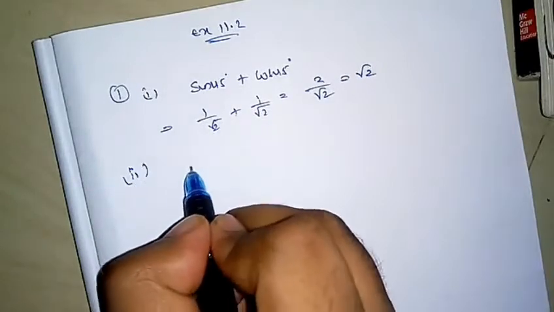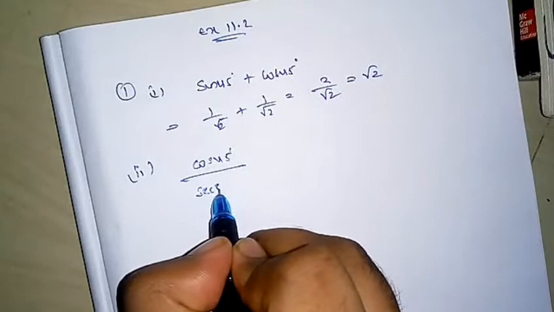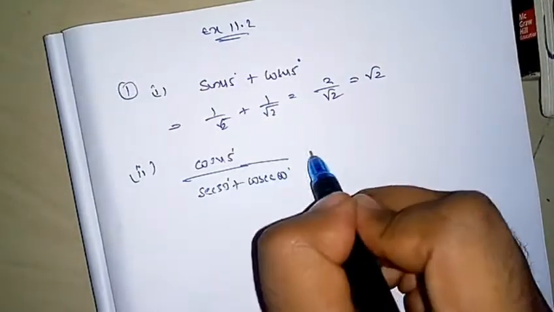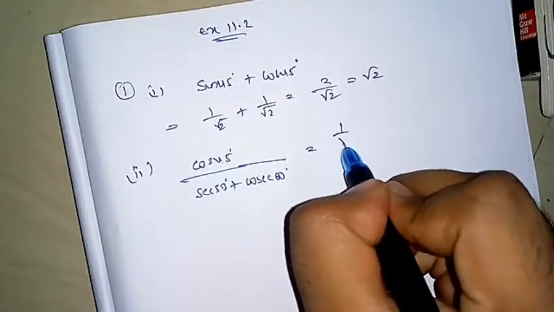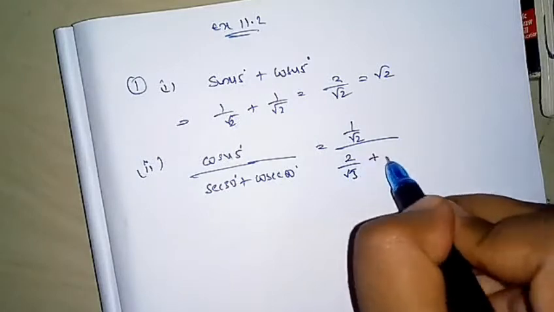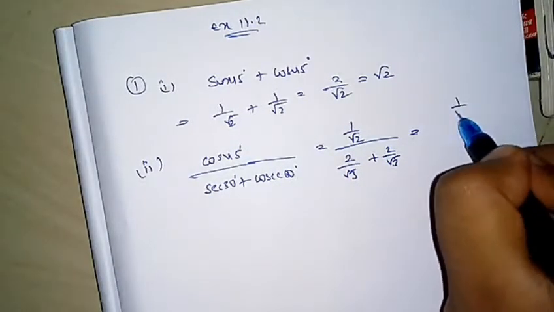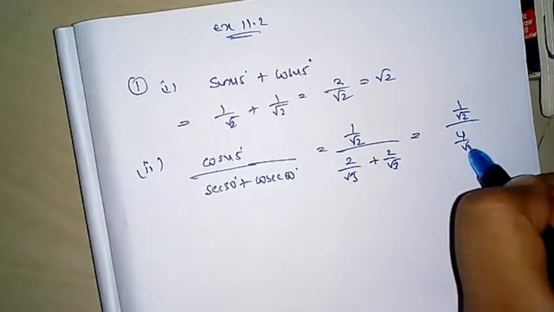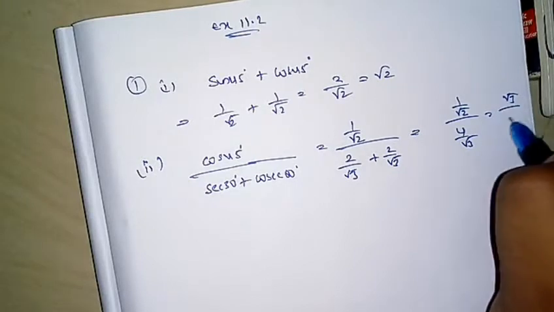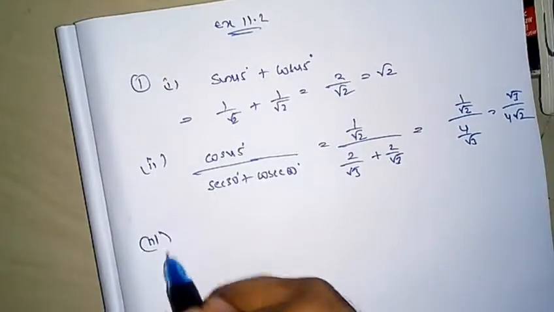Second one, cos 45 degrees by secant 30 degrees plus cosecant 60 degrees, which is equal to cos 45 is 1 by root 2 by secant 30 is 2 by root 3 plus cosecant 60 is 2 by root 3, which is equal to 1 by root 2 by 4 by root 3. If you cross multiply, you get root 3 by 4 root 2.